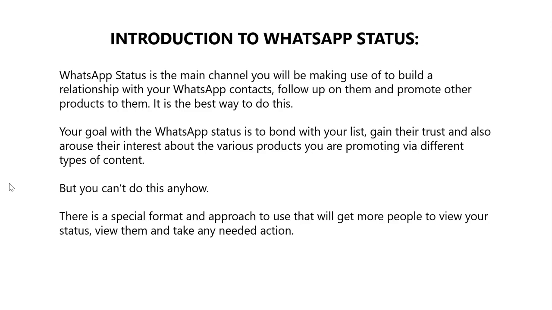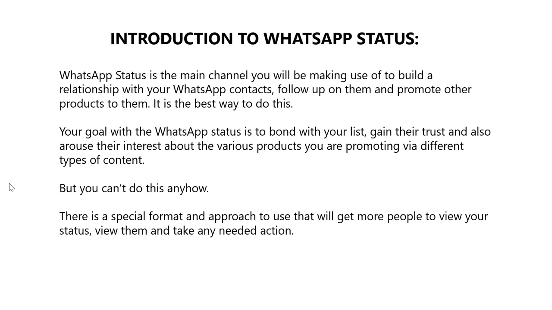WhatsApp status is the main channel you will be making use of to build a relationship with your WhatsApp contacts, follow up on them, and promote other products to them. And this is just the best way to do this. Your goal with using the WhatsApp status feature is to bond with your list, gain their trust, and also arouse their interest about the various products you are promoting via different types of content. But you can't do this anyhow.